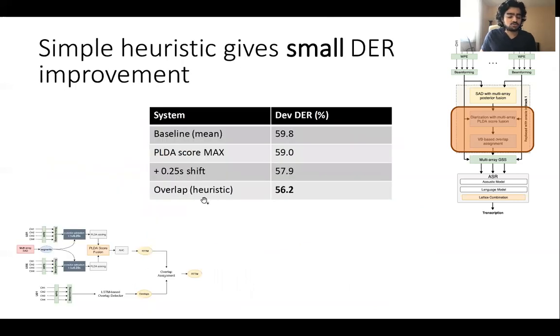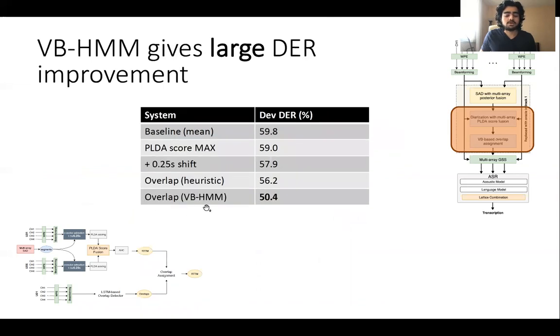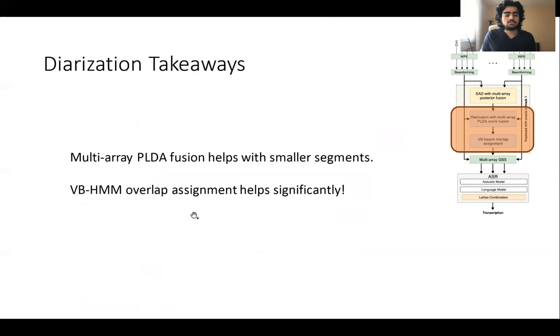Our heuristic based approach gives about 1.7% improvement, whereas using VBHMM gives almost 7% improvement. So this is really significant. The takeaways from this part are that multi-array PLDA fusion helps when you use smaller segments instead of 0.75 second shifts. And overlap assignment is significant when we are using VBHMM based resegmentation, which is overlap aware. And this would also ultimately help in downstream word error rates as well, since we are detecting speakers more accurately.